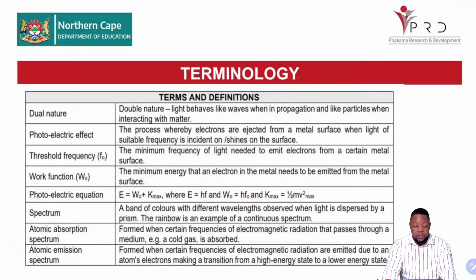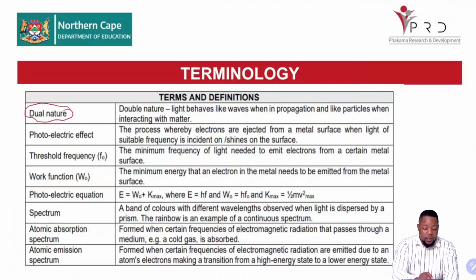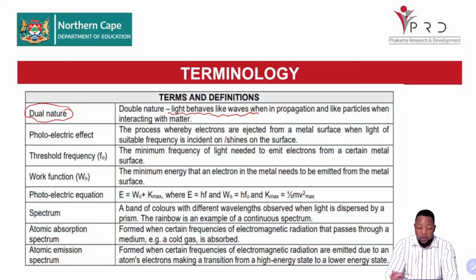Let's look at the terminology that is very, very important for this topic. We are going to start with the dual nature of light. Dual nature means a double nature. You need to know that light behaves like waves in propagation and also like particles when interacting with matter. So that is what we call the dual nature of light.